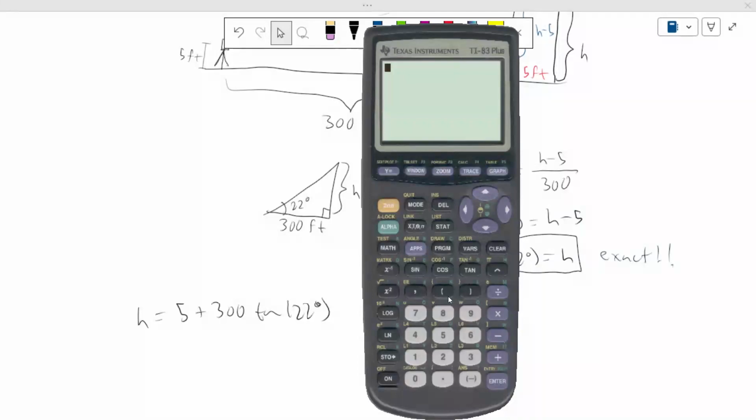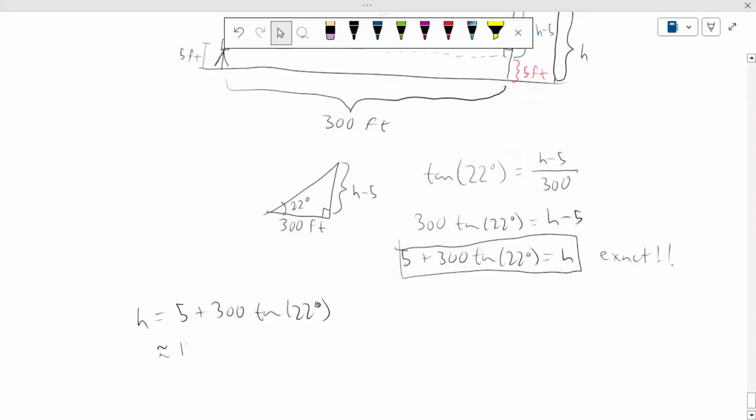Now we want 5 plus 300 times tangent of 22 degrees. No problem. It's 5 plus 300 times tangent of 22, and it's automatically in degrees. So we press enter, and there it is, 126.21 feet.